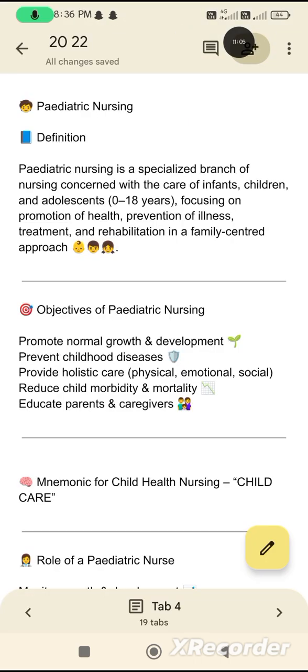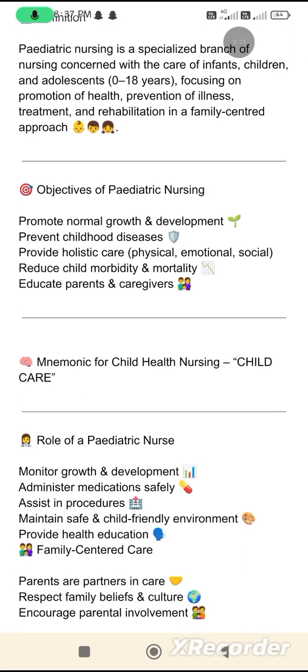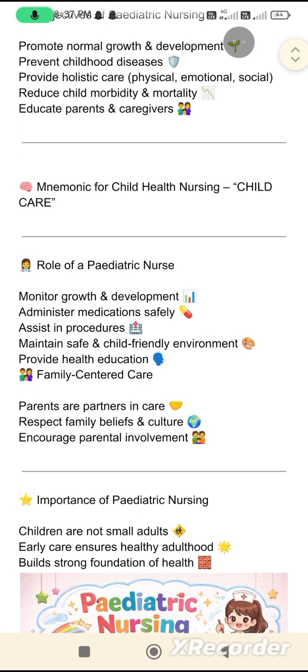Next, it's pediatric nursing. Pediatric nursing is a specialized branch of nursing concerned with the care of infants, children and adolescents, focusing on promotion of health, prevention of illness, treatment, and rehabilitation in a family-centered approach. Objectives of pediatric nursing: promote normal growth and development, prevent childhood diseases, provide holistic care, reduce child mortality and morbidity, educate parents and caregivers. Mnemonic you can use: child care.